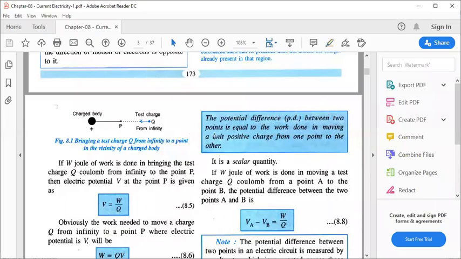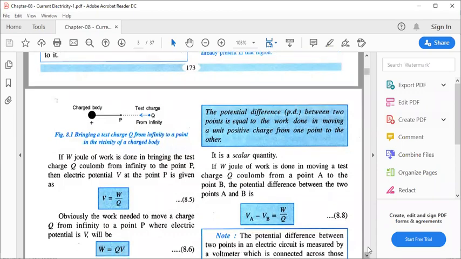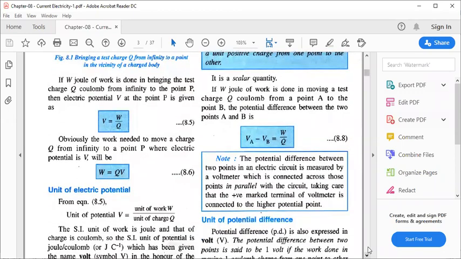Potential difference between 2 points is equal to work done in moving a positive charge from one point to another. So basically, one point will be having more potential than another point. Okay. And then how do you measure potential difference? Which instrument do you need to know?